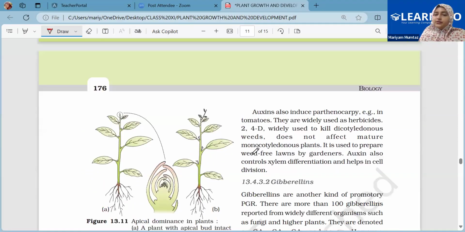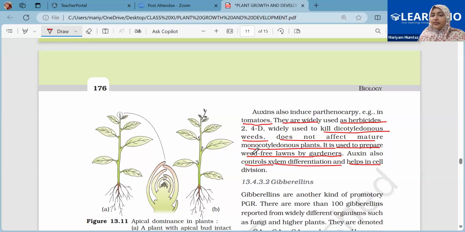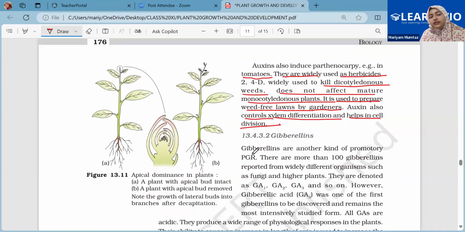Auxin also induces parthenocarpy, for example in tomatoes. They are widely used as herbicides to kill weeds. And 2,4-D is widely used to kill dicotyledonous weeds. It does not affect mature monocot plants. It is used to prepare weed-free lawns in gardens. Auxin also controls xylem differentiation and helps in cell division. So all the positive aspects of growth in plants are actually because of the auxin.